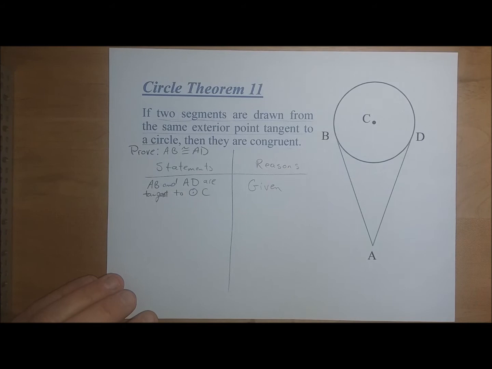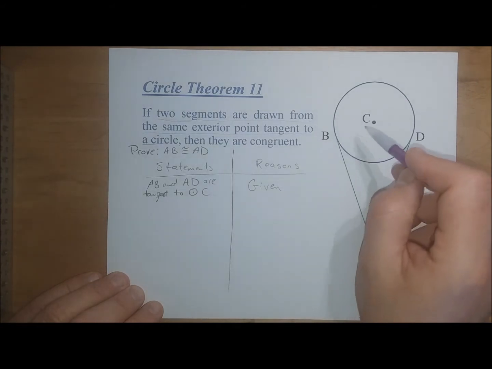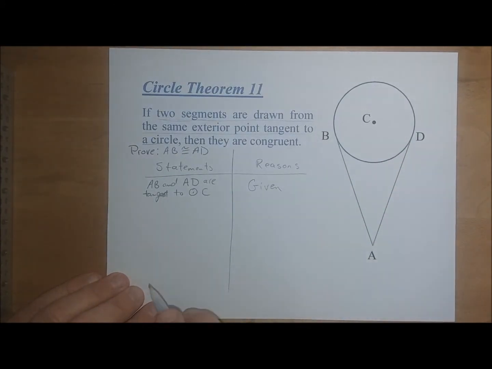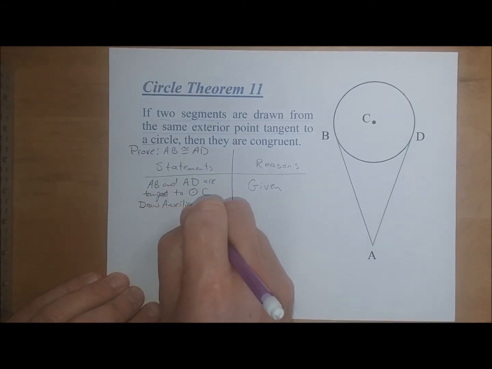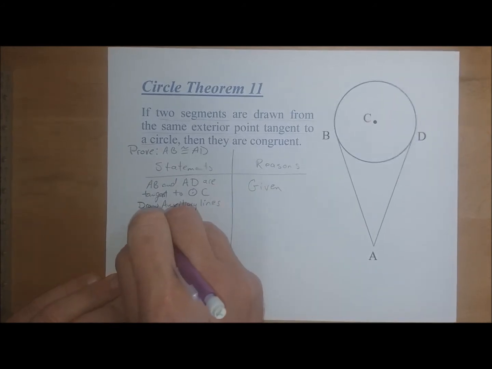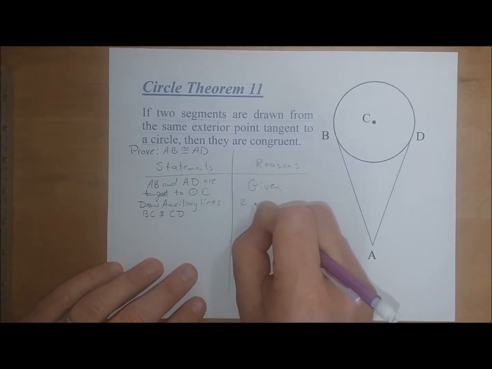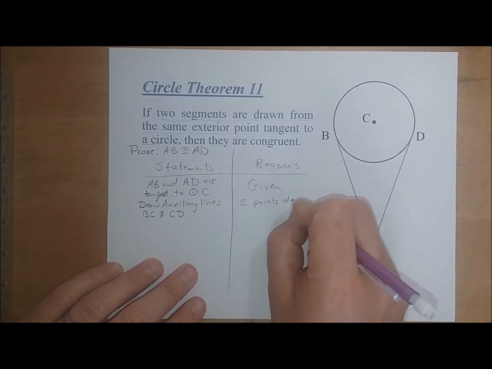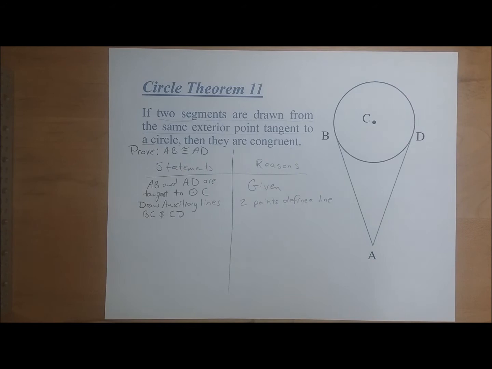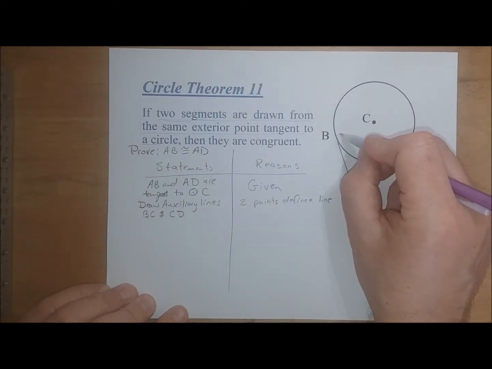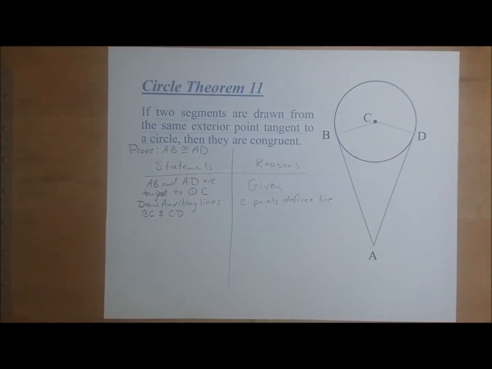Okay, where are we going to go from there? Well, we could go ahead and draw some auxiliary lines, right? I'm picturing BC and CD, thinking these are going to be relevant. Can we draw auxiliary lines BC and CD? And the reason is two points define a line. If you want, you could formalize it and say BC and CD are radii. You could say that, but you could probably skip that step.